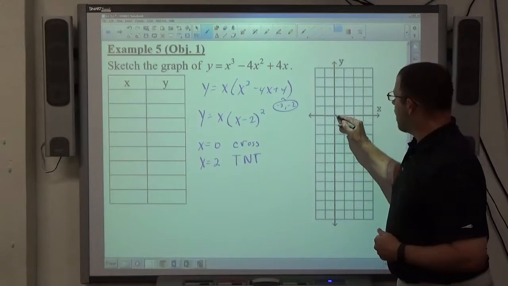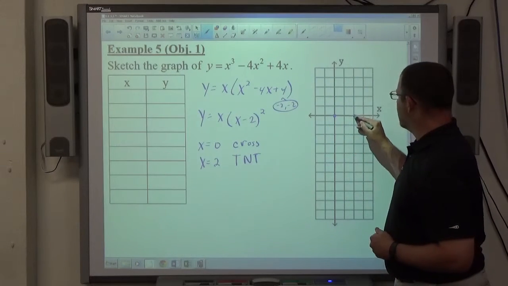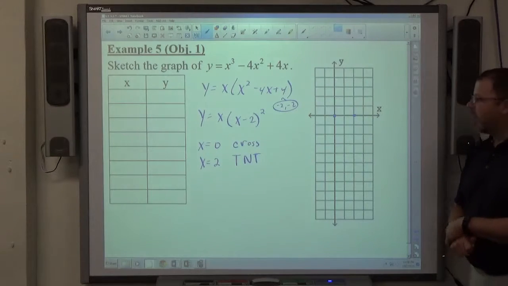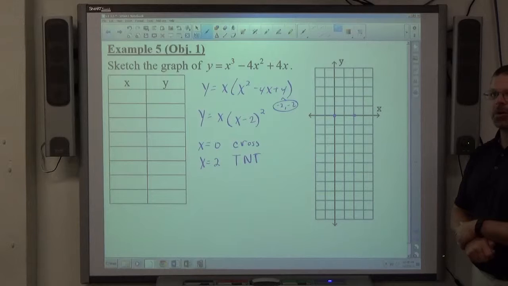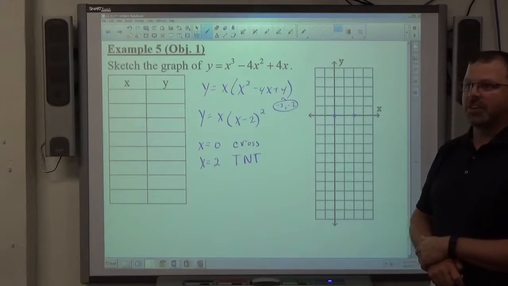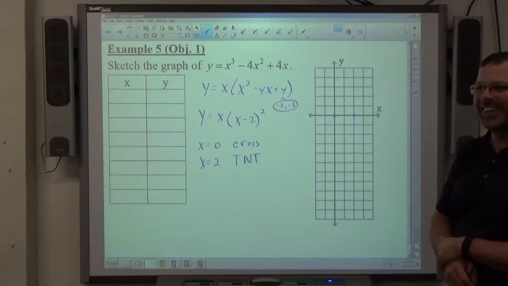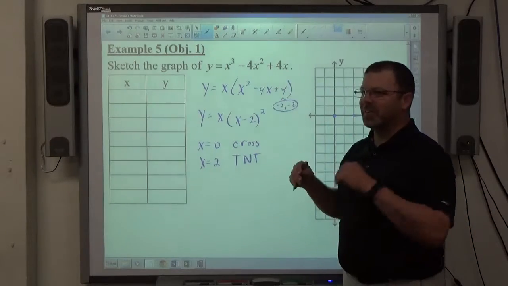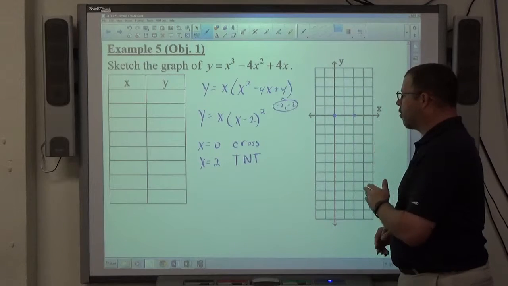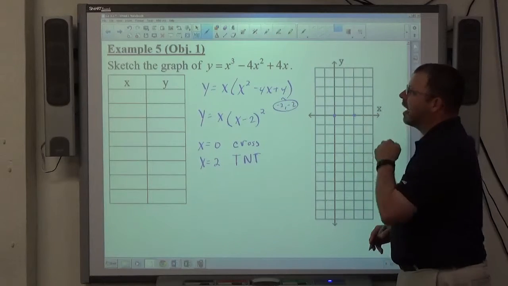So (0, 0) and (2, 0) are going to be 2 points on my curve, the x-intercepts. (0, 0) happens to be the y-intercept also. That's just a bonus. The y-intercept's one of those things you want to find because it's easy to find. Let x equal 0: 0 minus 0 plus 0 equals 0. But again, I can identify those 2 points, and I know the graph's going to cross through this one, and touch and turn at that one.